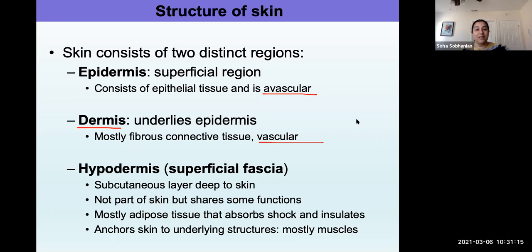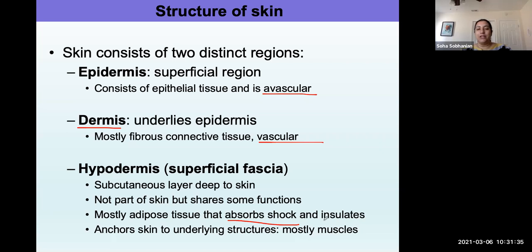It is mostly fat tissue, so it helps with absorption of shock. So literally, if you hit yourself somewhere, it helps protect some of that underlying tissue. So the damage to the underlying tissue might not be as severe.